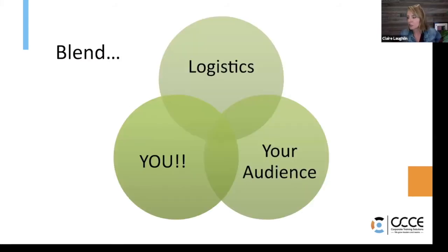Okay. So now we're going to transition. We've talked about you a little bit and your zone of genius. We've talked about your audience a little bit. We're going to throw some logistics in there. Remember that there's a place in your workbook for logistics. Logistics are pretty simple, but you have to put some constraints around your class. Like, how many hours do I have?